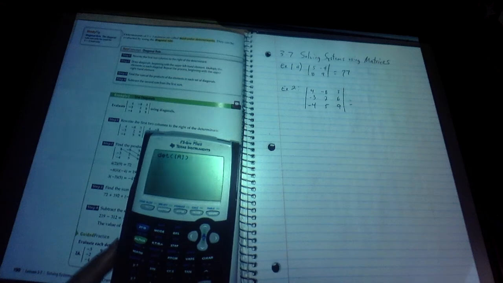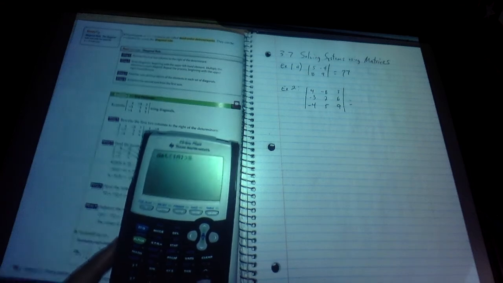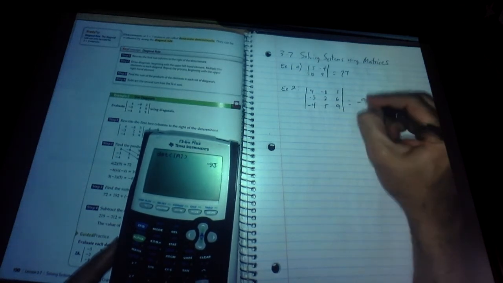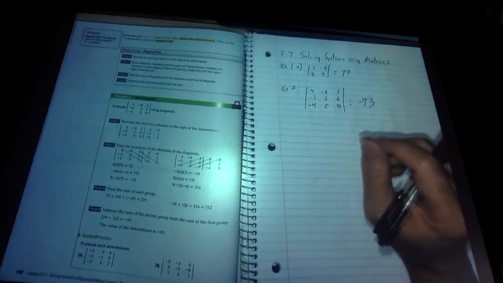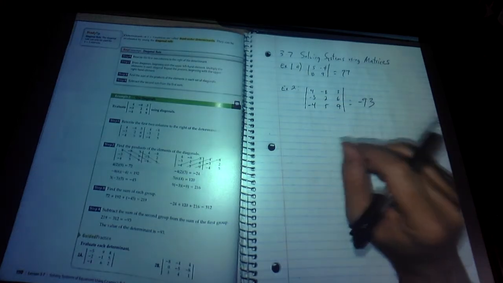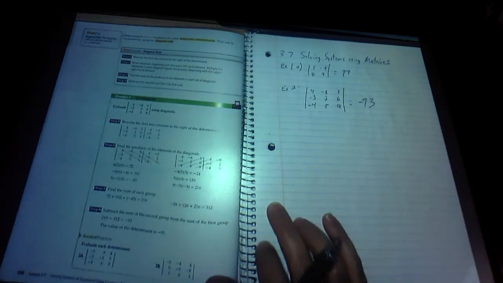You can close a parenthesis for my OCD people out there. All right, hit enter, and we find that the determinant here is -93. Okay, so a determinant is just a value. It's going to be a number. There are times the determinant doesn't exist. If you get an error message, then you can just put no solution.